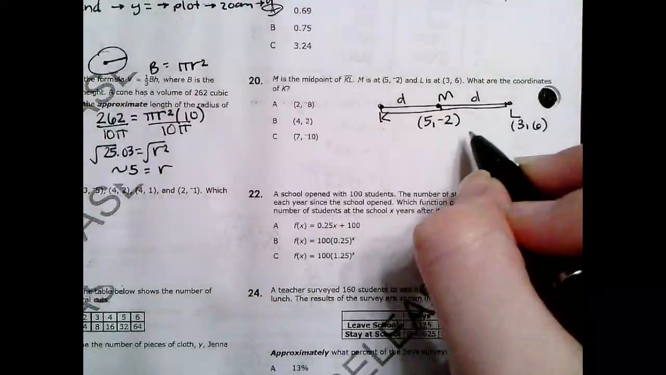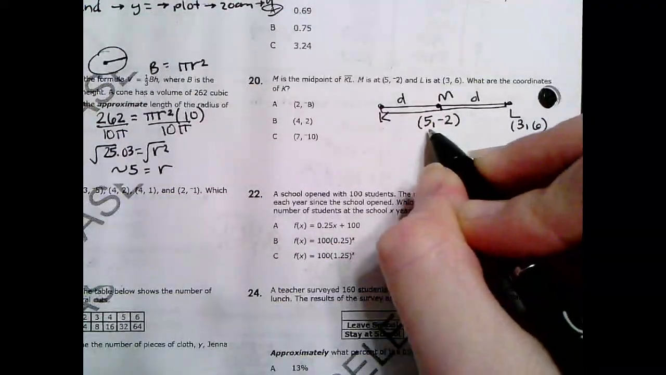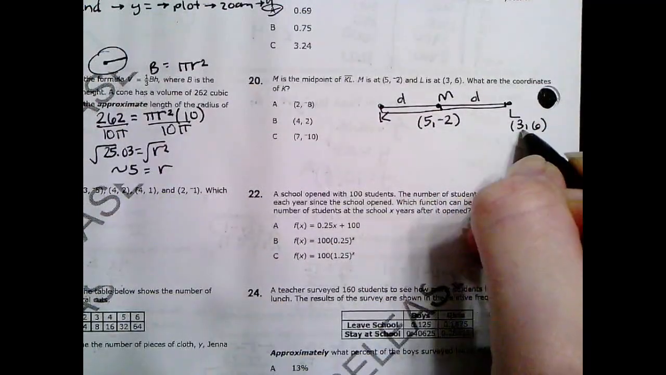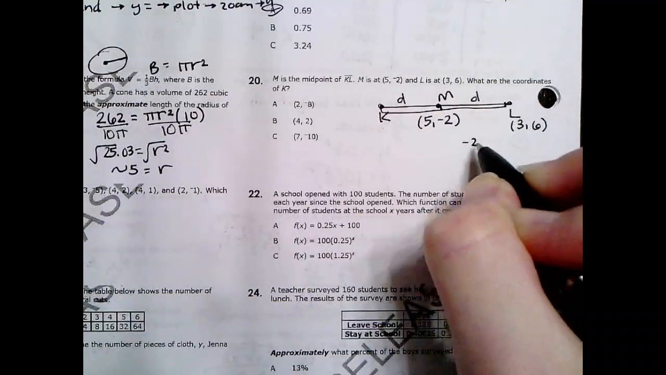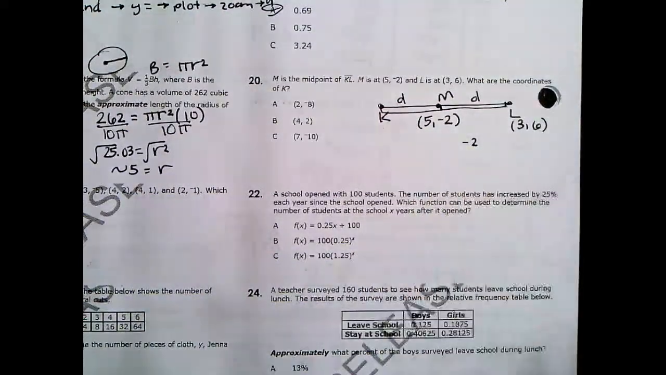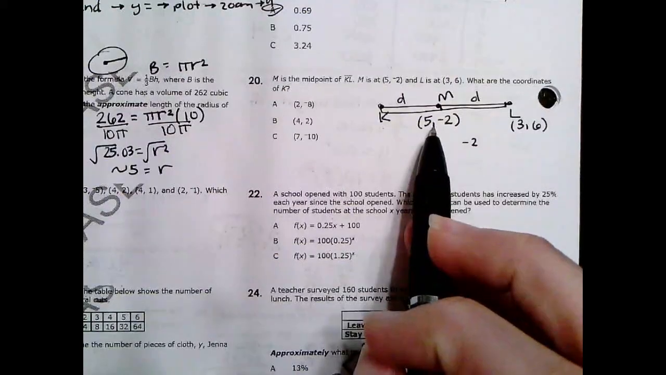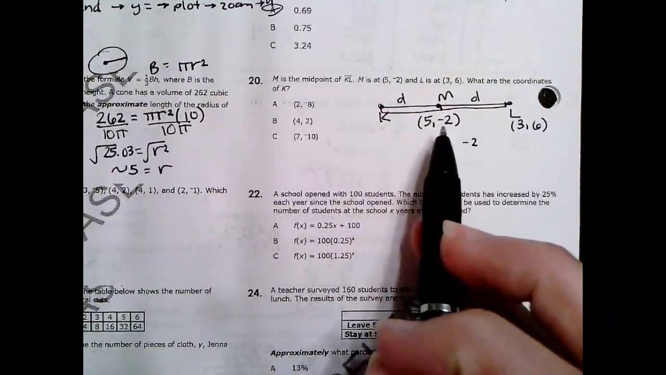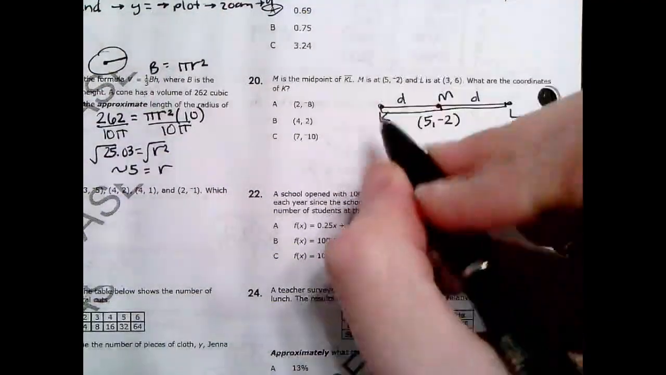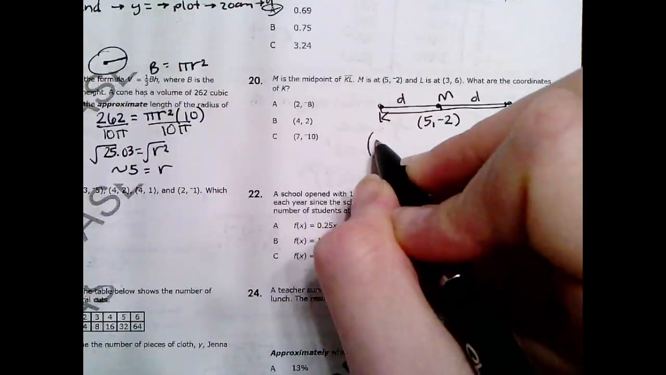Okay, so let's see how we got from M to L. Let's look at the X's. From 5 to 3, what did you do? Well, I minused 2 to get from 5 to 3. So I can't minus 2 again, but I can add 2 to get from 5 to K. So I'm going to add 2, and that's going to put me at 7, okay?